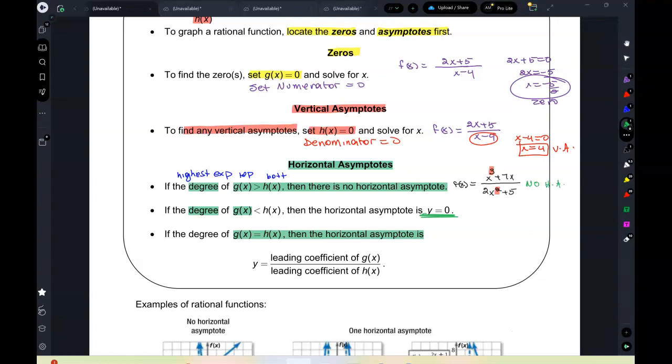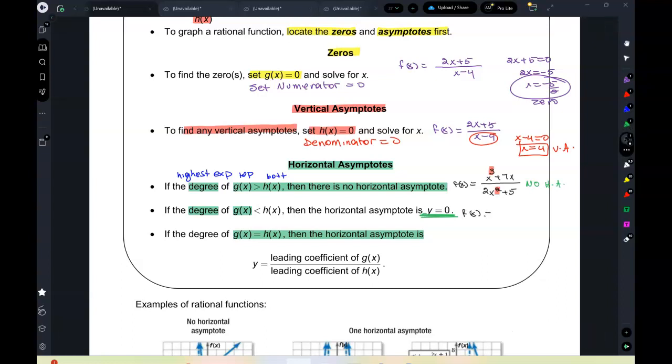I'm going to do all 3 examples right now. Okay. So, 2x squared plus 5. Just focus on the square. So higher exponent on top, no horizontal asymptote. Now, let's do another example.